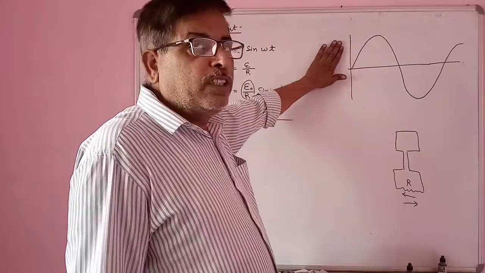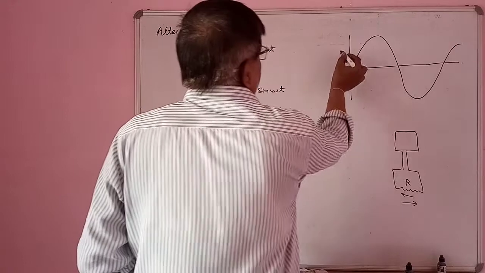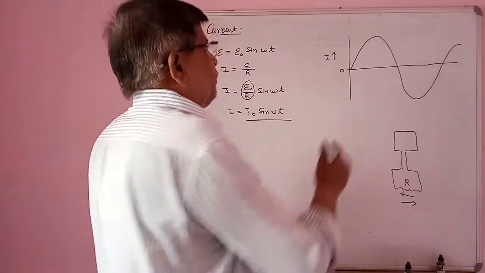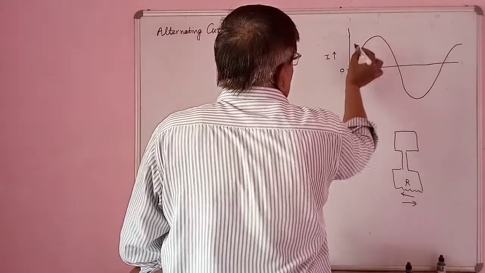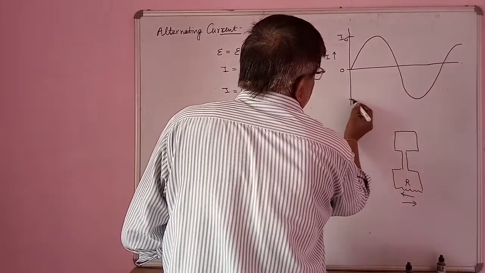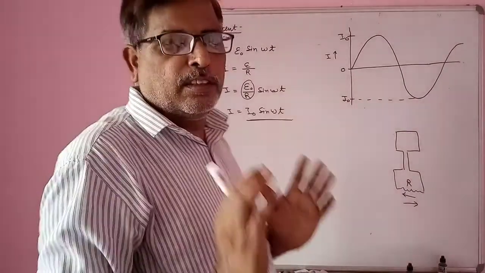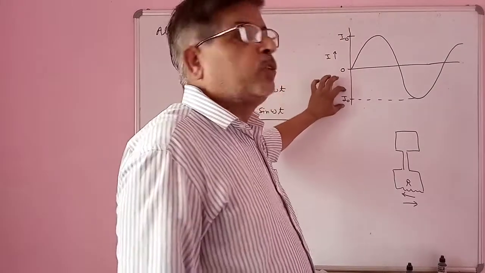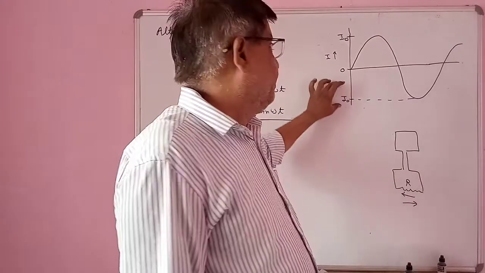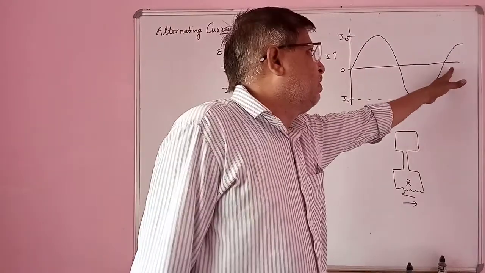If we are talking about the graph, this is 0, and in this direction we are considering I. This is I naught, and again this is I naught. This is I naught and this is also I naught. This is called maximum current or peak current.